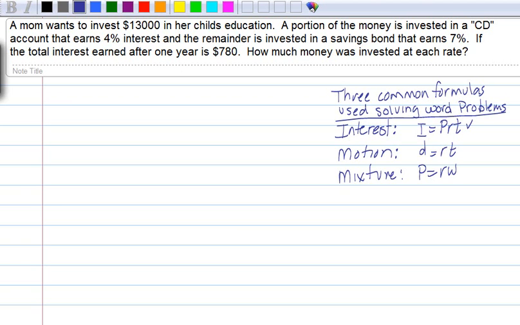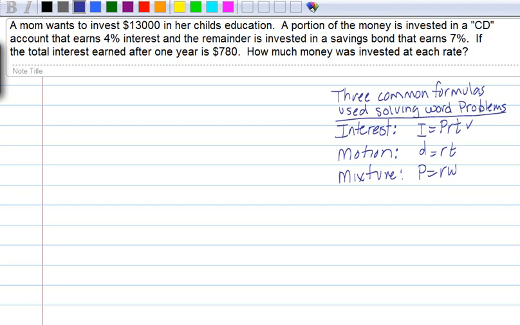The interest formula is I equals PRT. I represents the interest, or the amount that you earn. P represents the principal, the amount that you put in, or the amount invested. R represents the interest rate. T represents the time in years.